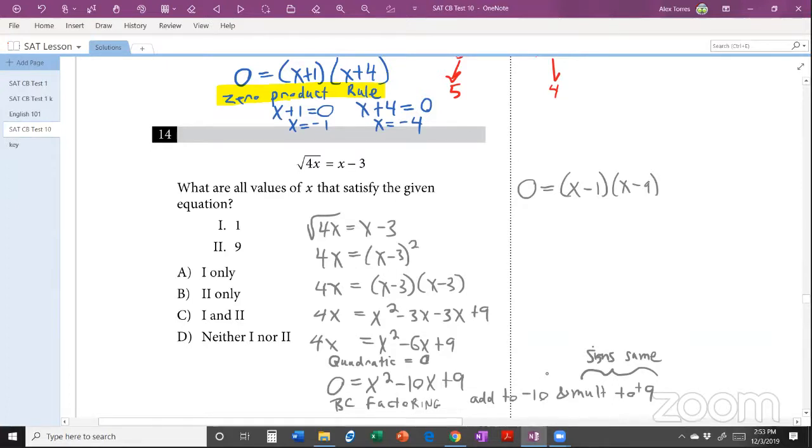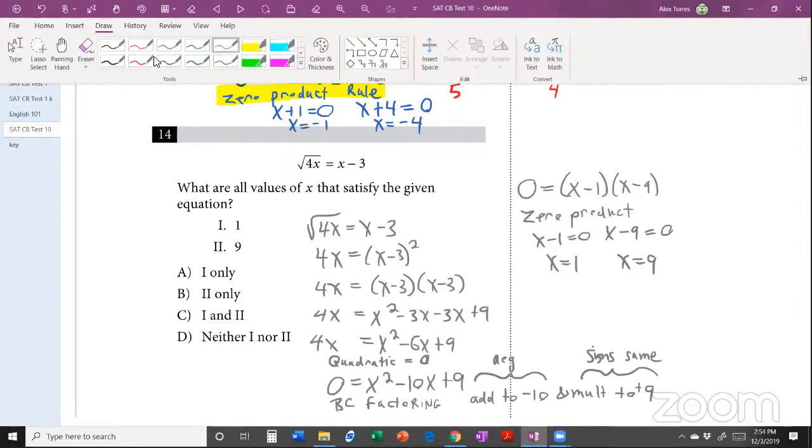And if they add to a negative, then that means they're both the same sign, and they both must be negative because they add up to a negative. So that's our hint that led us to get negative 1 and negative 9. The zero product rule says that when you have two things that multiply out to 0, you set each one equal to 0 independently. x equals 1, x equals 9, and we get our two answers that way.